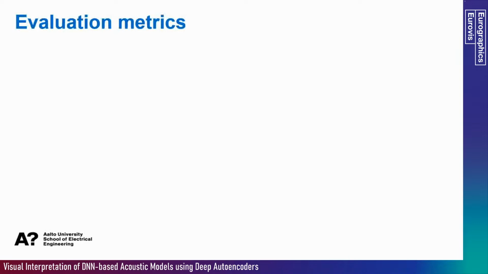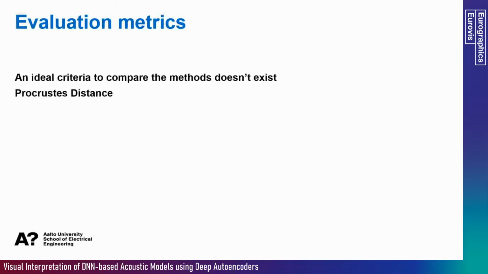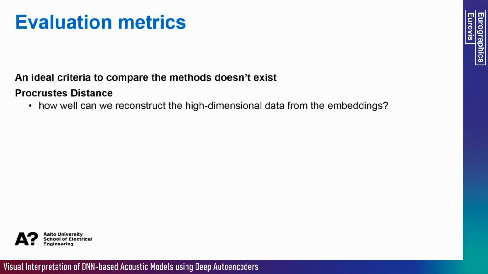Naturally, we wanted to compare these methods, so we needed an appropriate evaluation metric for that. The problem is that an ideal criterion to compare them doesn't exist. Our answer to this problem was the usage of three different metrics. The first one is called Procrustes distance, which was applied before to compare the t-SNE with the UMAP method. It basically tries to answer the question, how well can we reconstruct the high-dimensional data from the low-dimensional embeddings? In practice, it looks for an optimal transformation from the low-dimensional data to the high-dimensional data, then uses the mean square error of this optimal transformation to measure the quality of the embeddings.